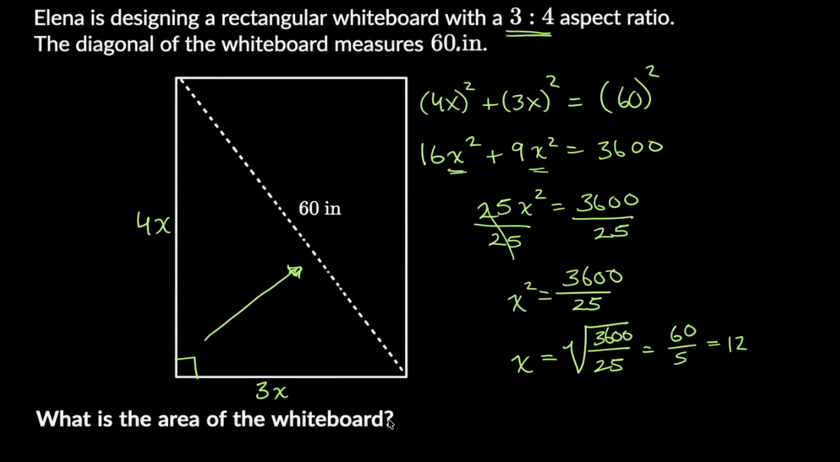But we are not done. They did not ask us for x. They asked us for the area of the whiteboard. So 3x over here is going to be equal to 3 times 12, which is equal to 36. And 4x is equal to 4 times 12, which is equal to 48. So the area is going to be the base times the height, which is 36 times 48. Or I could write 48 times 36.